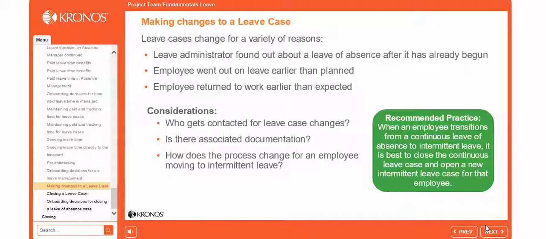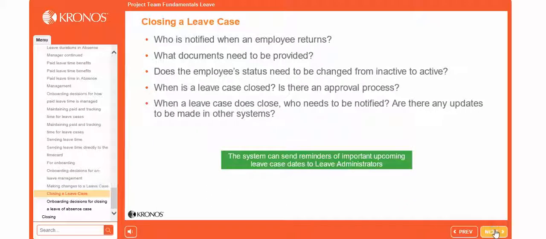A recommended practice is, when an employee transitions from a continuous leave of absence to intermittent leave, it's best to close the continuous leave case and open a new intermittent leave case for that employee. Some of the key questions which will need to be answered on the subject of closing a leave case are listed here. Absence management can generate reminders of important upcoming leave case dates, such as the expected end date of the leave. These reminders can be sent to the manager's or the leave administrator's email account or other inbox.